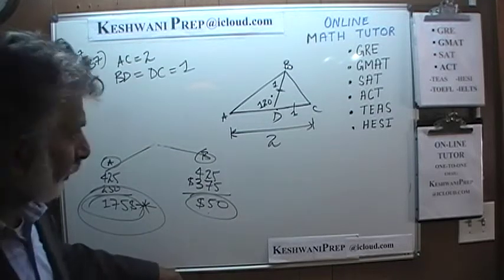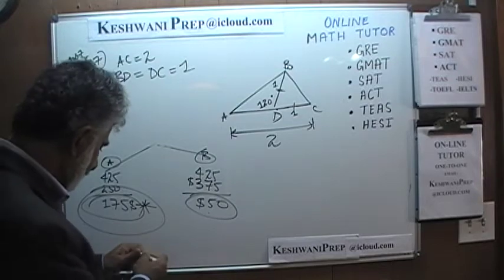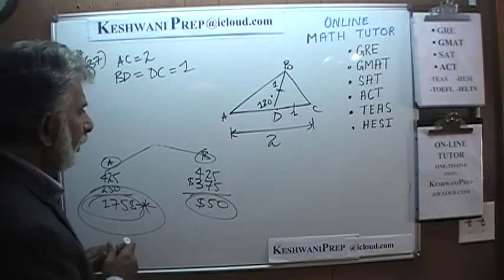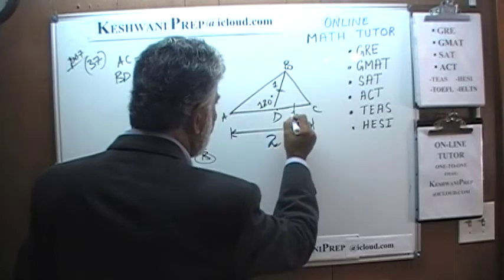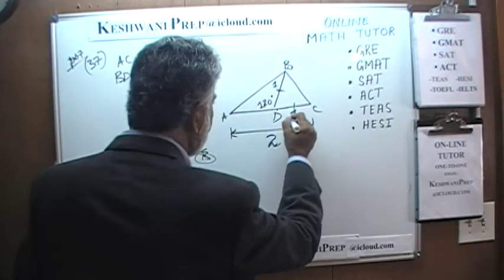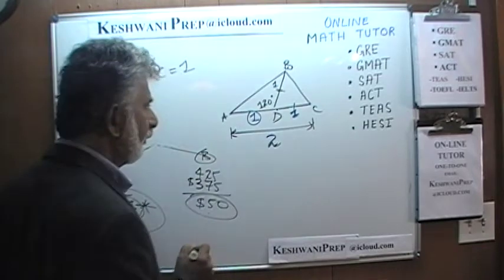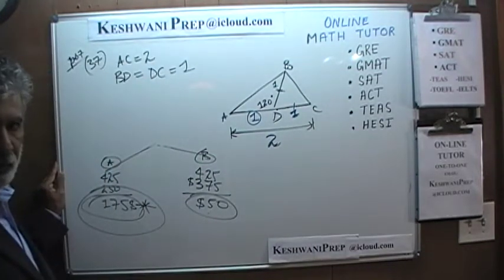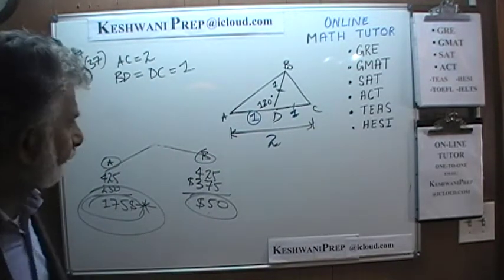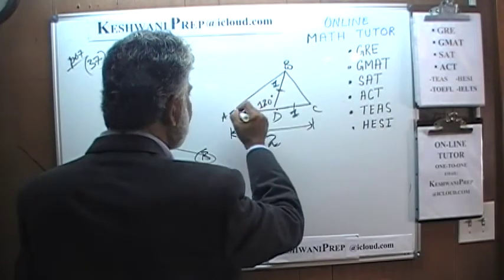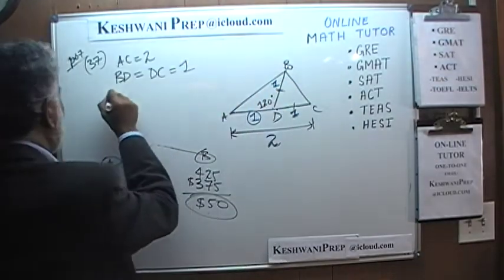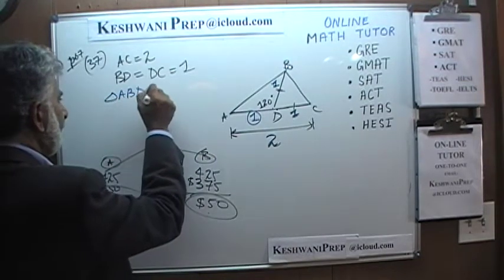Now we're going to change the color, because this is what is given to us, and now we're going to change the color so we can see it. Because we are told that A to C is 2, and we are told that D is 1, that means this guy must be 1. This is what we gather from it. Are you with me so far? If that guy is 1, and this guy, we were told, is 1, which means that triangle ABD is an isosceles triangle.